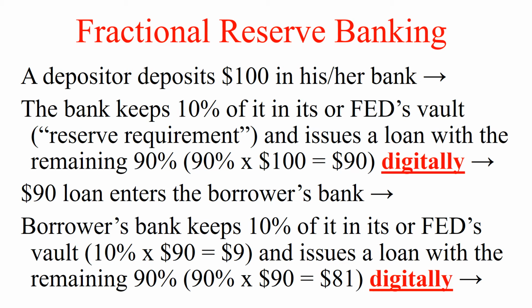So 90% of your $100 deposit is $90, and your bank issues out a loan in the amount of $90. But the key thing to know here is that that money is issued digitally, not physically, which means that that $90 loan enters into the bank account of the borrower from your bank.